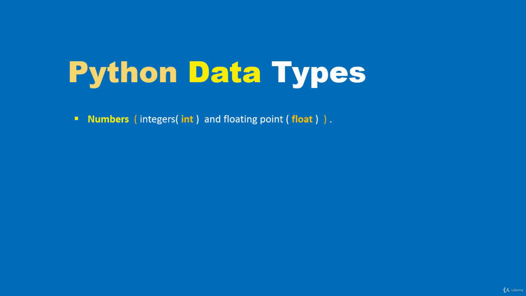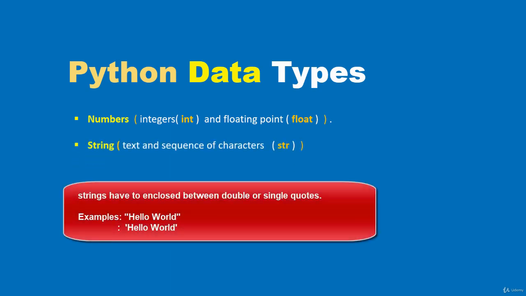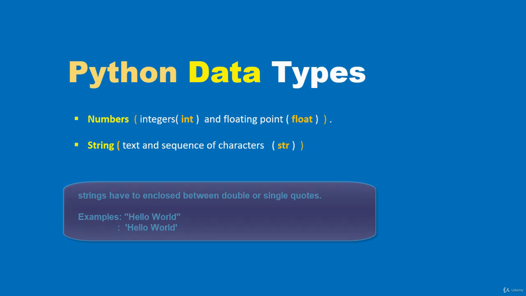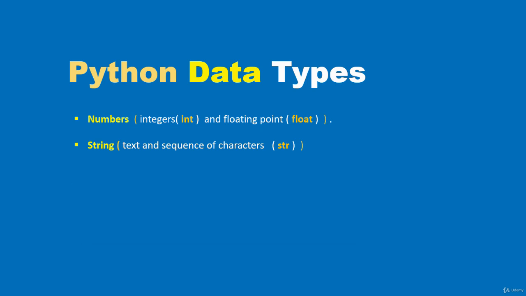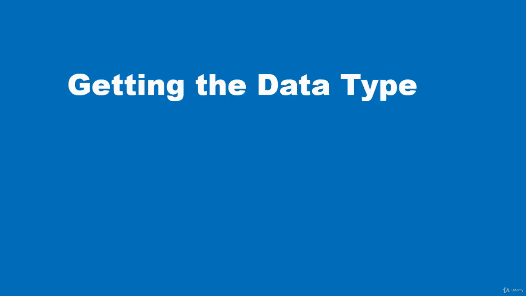We also have the string data type, which basically is a text or a sequence of characters. It's also referred to as str. And then we have the Boolean data type, which is a true or false value, also known as bool. You can get the data type of any object by using the type function in Python.